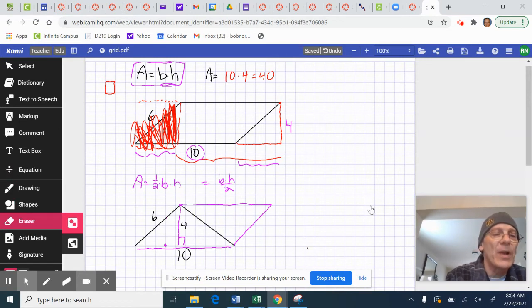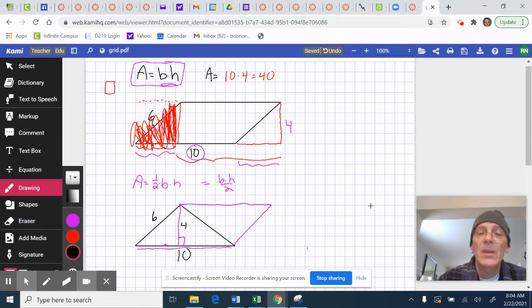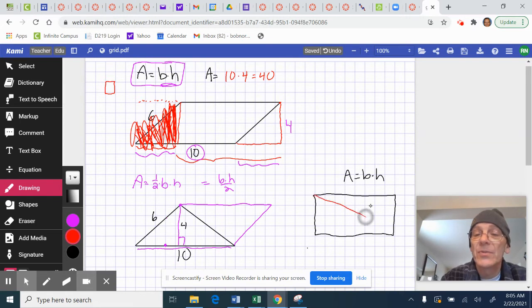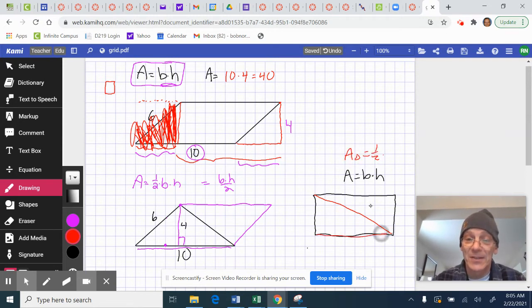Think about rectangles again. Let me just draw one real quickly over here. We know that the area of this rectangle would be base times height. Well, cut that rectangle into two triangles. Right? Each one of those two triangles is going to be exactly half the area of that rectangle. And so the area of a triangle is going to be 1/2 times, let's say this is the base.